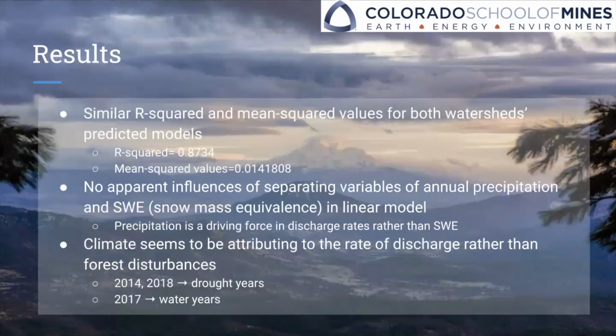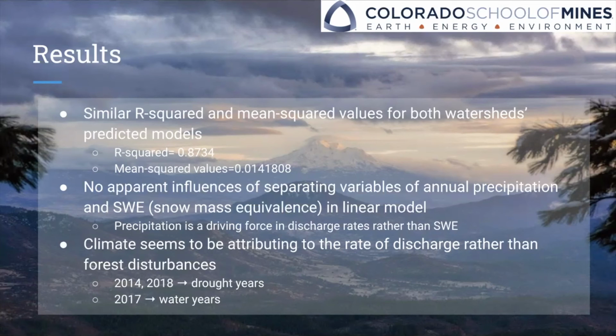For the results, once again, the R squared values were very high, and so that was very reliable. But as I said before, the West watershed showed promising results for the mean squared values, but comparing them with the East, that wasn't very confident. In future work, I would love to continue working on that. Another thing I was able to do through R was to separate the variables of SWE and precipitation and create another separate model outside of R in order to determine if there is a relationship between these two. I found that precipitation is the driving force in discharge rather than just SWE.